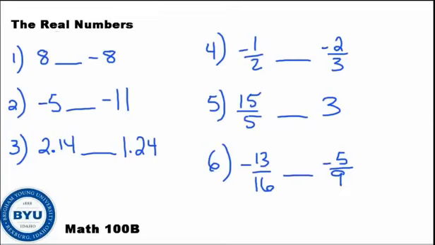Okay, so how'd you do? Here we're going to be looking at which one is less than, which one's greater than. So here negative 8 is less than 8 for sure. So you should have used a greater than sign because 8 is greater than negative 8.